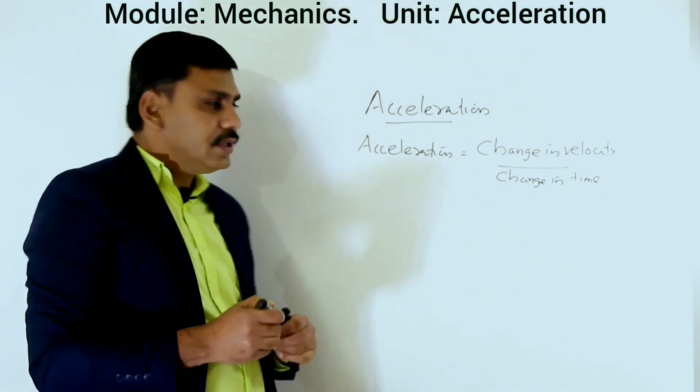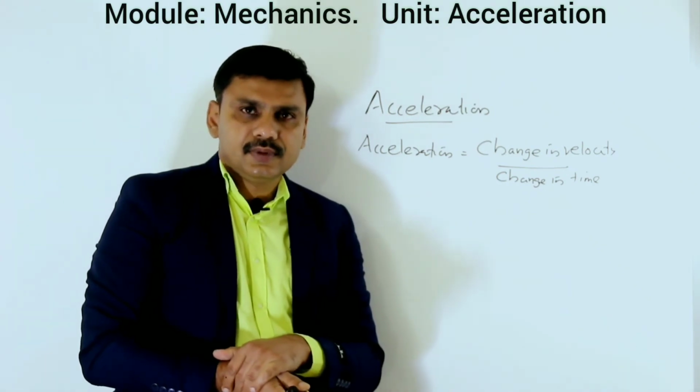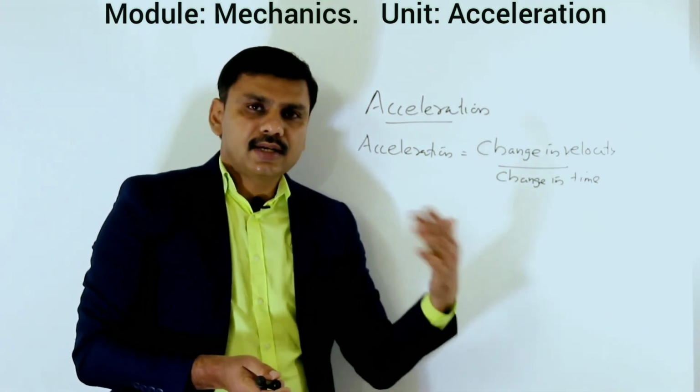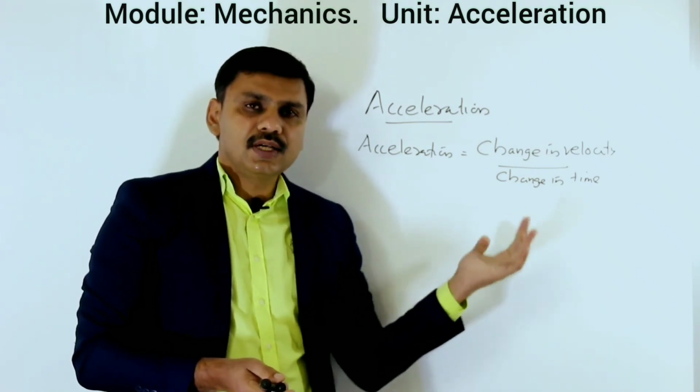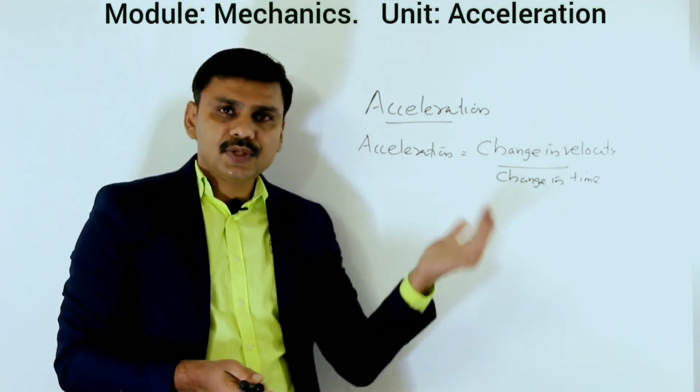Change in time. Acceleration is change in velocity divided by change in time. So acceleration is derived from velocity, so it is a vector quantity. It is derived from velocity and time.